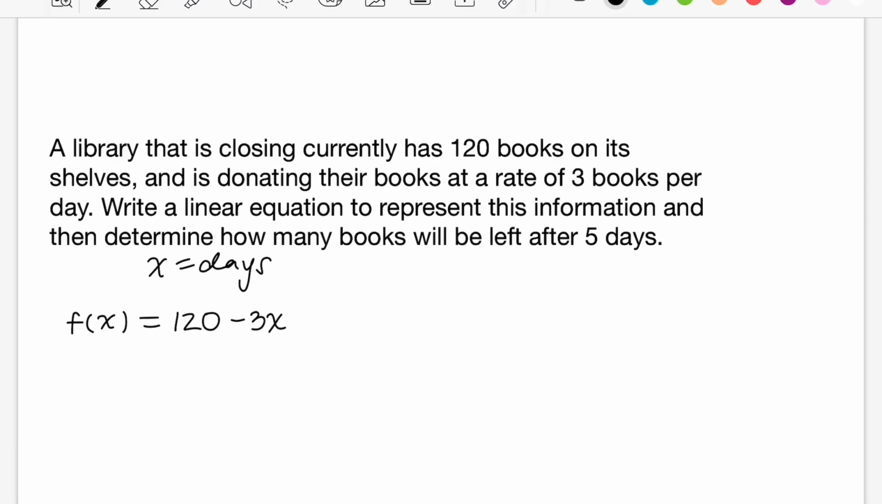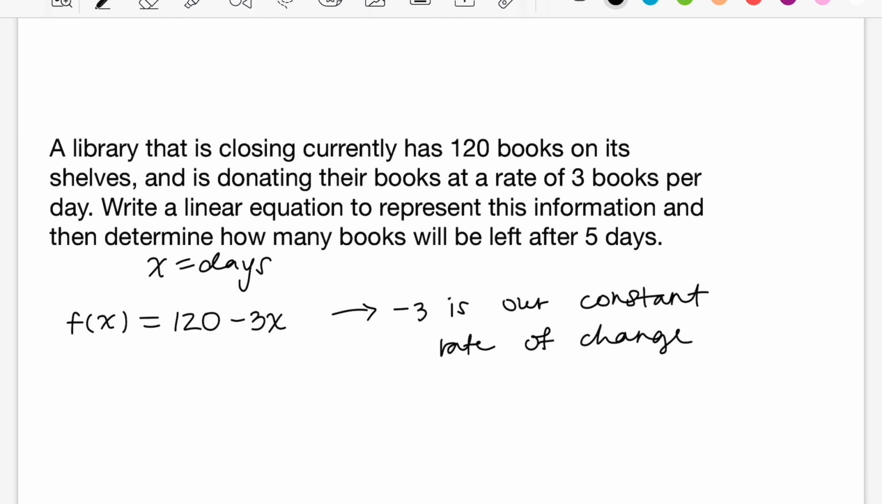And notice here that our minus 3 is our constant rate of change. So every single day, the amount of books that we have is changing at this constant rate of minus 3. All right.